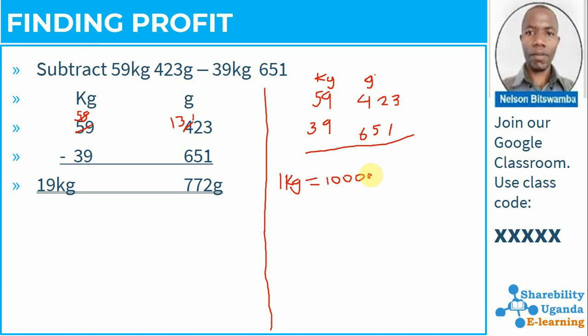Okay, 1 kilogram being equal to 1,000 grams. Then we can say, because these grams, 423 grams and 500 and 651 grams, are less than the grams which are up here, you can borrow directly from here. We are going to borrow 1 gram, which is equal to 1,000.